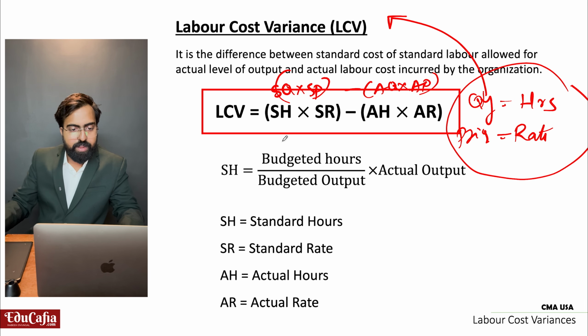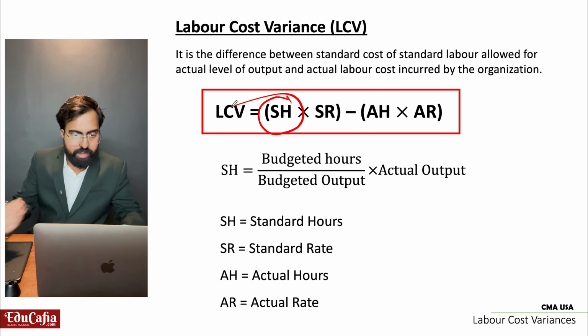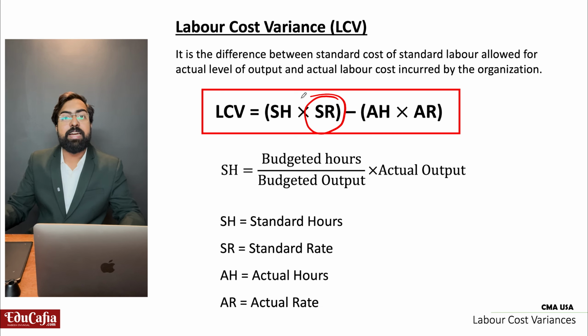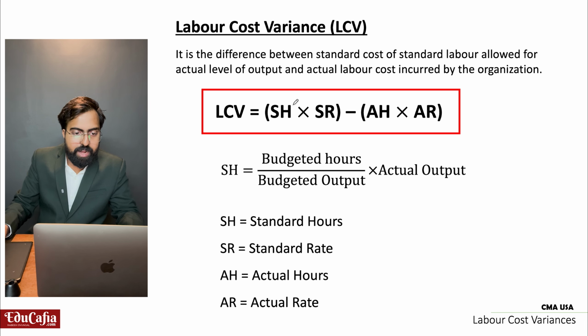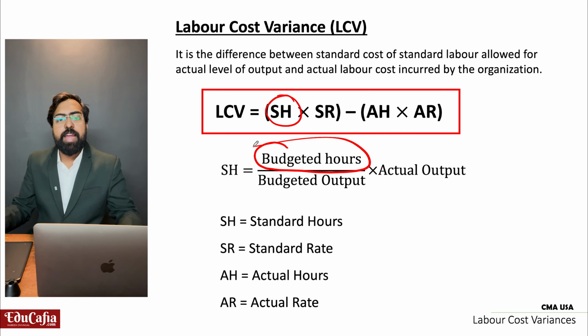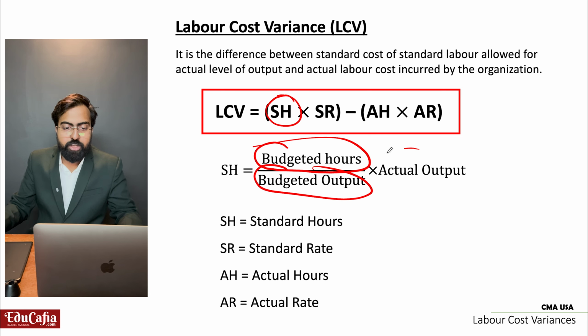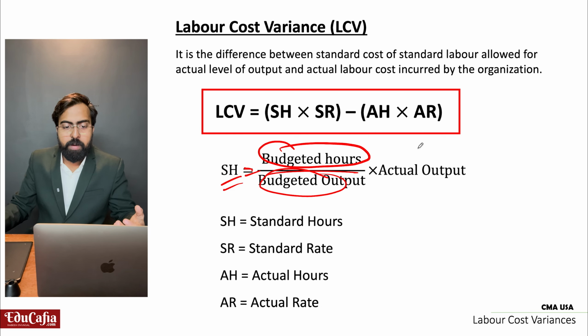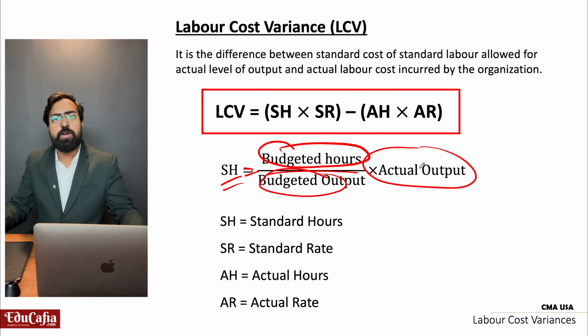So what is the difference here? Instead of standard quantity, we are taking standard hour into standard rate, instead of standard price. Then actual quantity becomes actual hour, and actual price becomes actual rate. That is the only difference. What was standard quantity? That was budgeted input by budgeted output into actual output. Here standard hour is equal to budgeted hours by budgeted output into actual output.